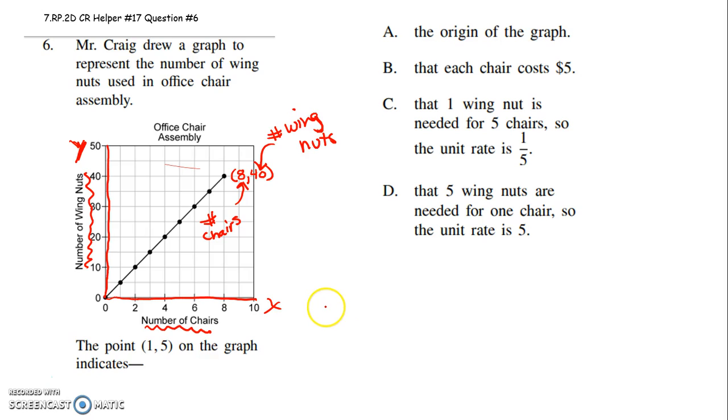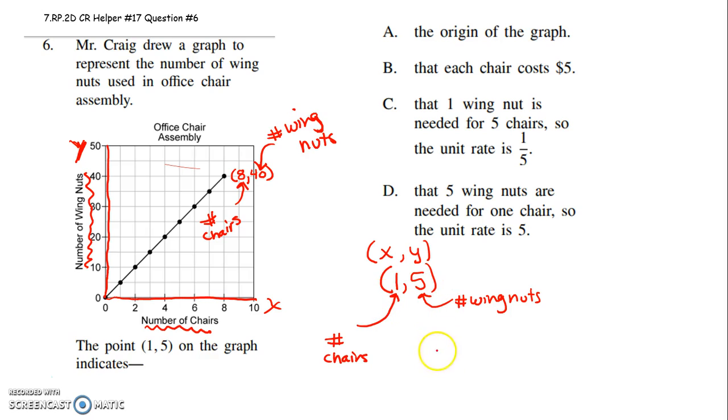All right. Okay, they're asking us about a point on the graph. The point 1, 5 on the graph indicates. Well, our first coordinate is our x-coordinate. Our second coordinate is a y-coordinate. The 1, the x, represents number of chairs. The y represents the number of wing nuts.